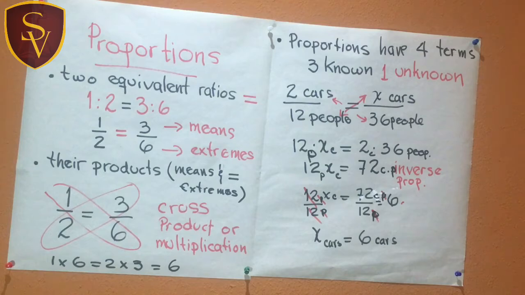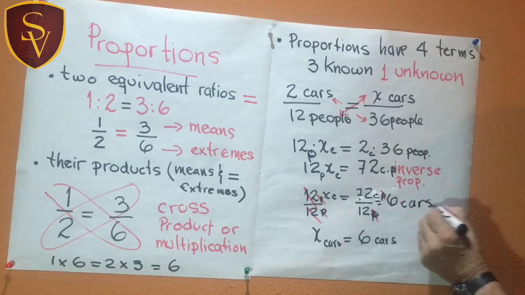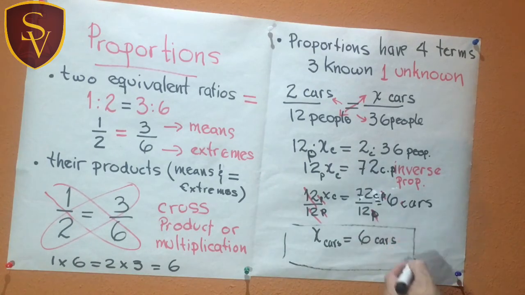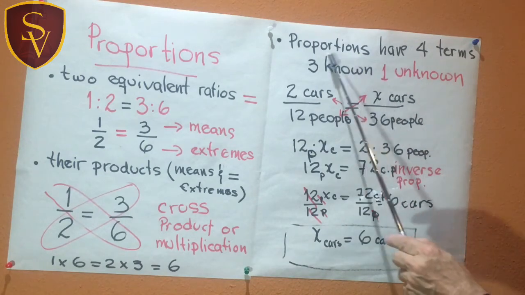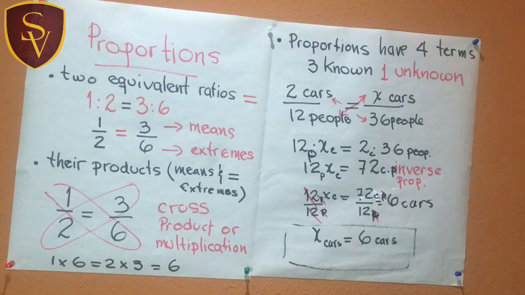It's very important then to state in the final answer that we have 6 cars. And this is the usefulness of a proportion: to find 1 unknown from 3 knowns. It's very useful in daily life for solving all the problems that we can think of based on comparison operations.